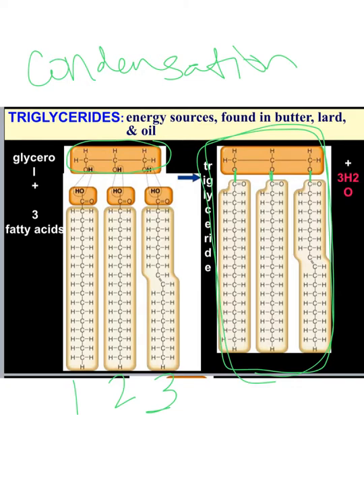These are really important lipids to us from a nutritional standpoint. We find these in lots of our foods, and our body has to be able to break them down and use them in a way that is efficient for our cells.